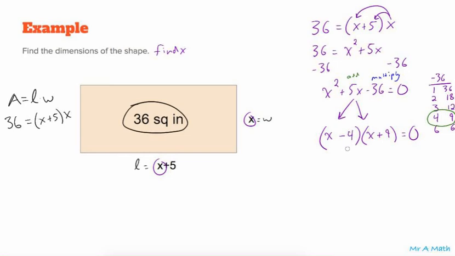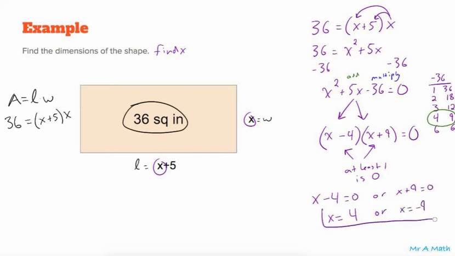Well, now that I'm trying to solve for x, if some number times some number is equal to 0, what has to be true is that at least one of these equals 0. Whenever two numbers multiply to get me 0, I know that 0 has to be one of those two numbers. So I'm just going to set x minus 4 equal to 0, or x plus 9 equal to 0. So if I solve for x, I get x equals 4, or x equals negative 9. All right, so I have two answers here.